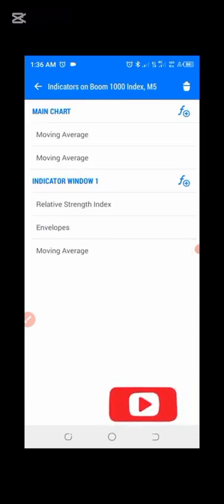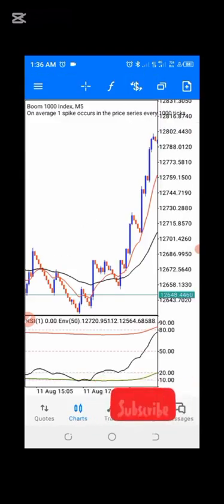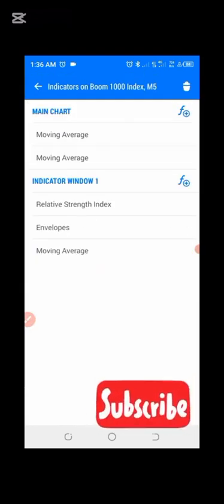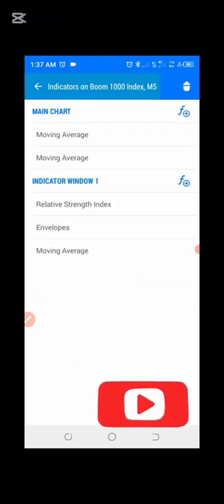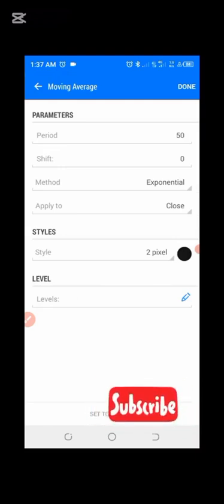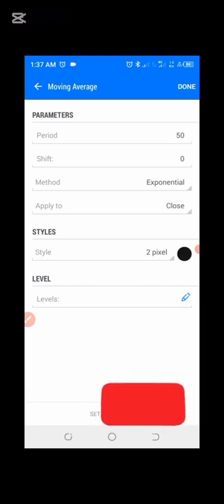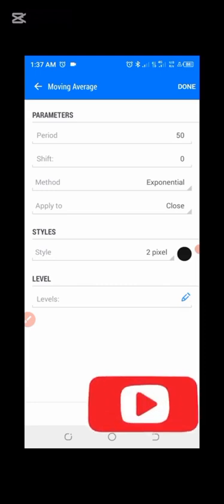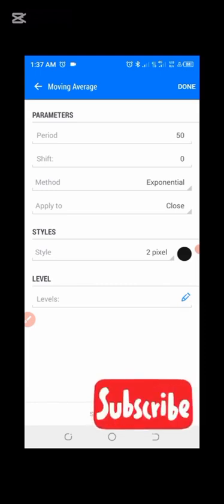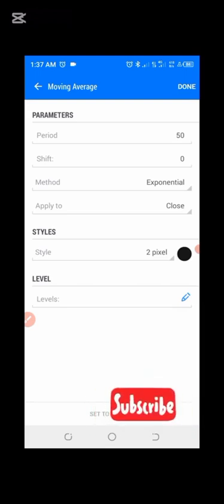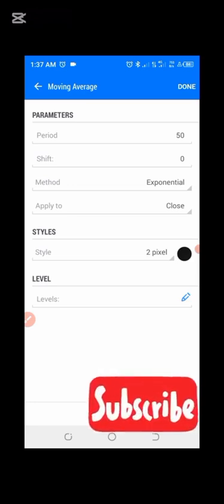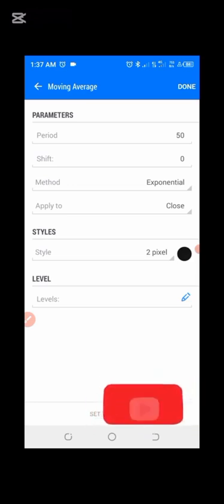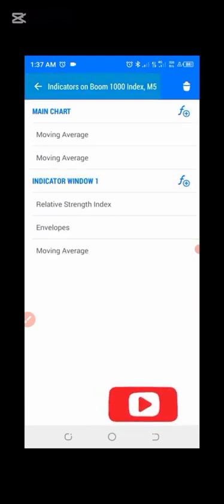Then you go back to your F plus again, you click on this F, then you click on this F plus, and you look for your moving average. The second moving average you are going to be using has period 50, shift 0, method exponential. Take note, the period is 50 for the second moving average, the method is exponential, apply to close. Then the style is 2 pixels, and the color is black. Once you are done, you click on done.